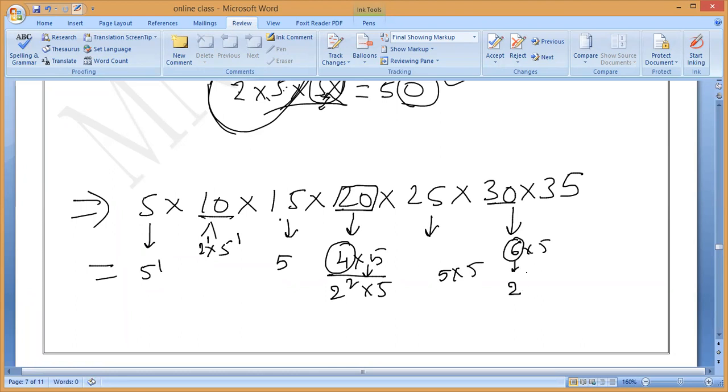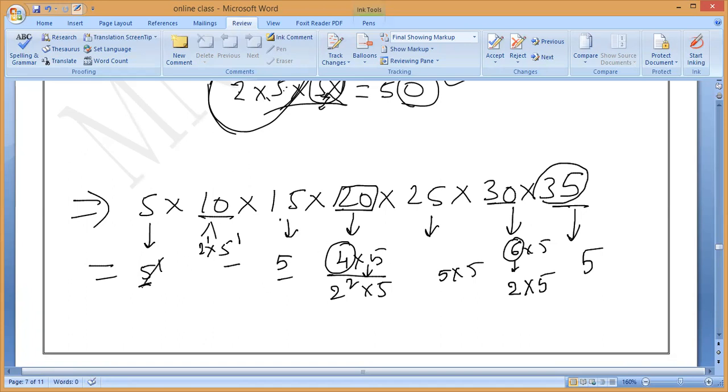It is 2 into 3. Don't consider the 3. 2 into 5, so 40. Here 4 zeros. Wait. 35 is 7 into 5. Don't consider the 7. Here not 2. Here 5 more. Right. Write down.